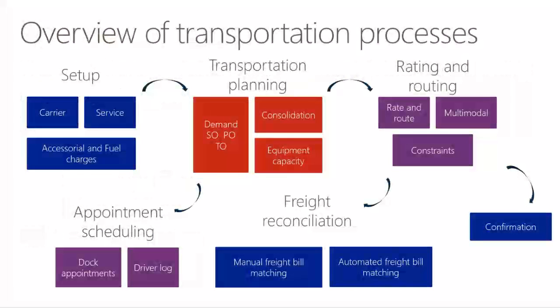So here is how all the processes are organized in the new TMS module. Here is how we've organized the setup and all the process and data flow that we have here. So first, as I said, we need to do some minimum setup in order to be able to use the transportation management module. As a minimum, we need to set up at least one carrier and at least one service associated with that carrier. We can set up several services for that carrier, and we can also set up all the accessorial and fuel surcharges associated to that carrier and that particular service.